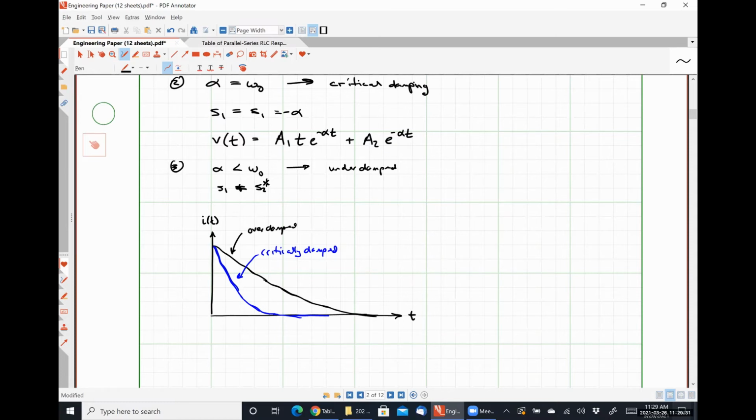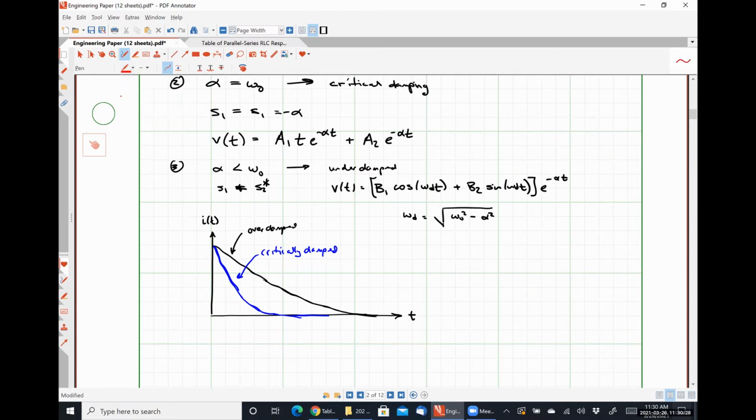Mathematically, V of t will be of the form B1 cosine omega d t plus B2 sine omega d t, and this whole thing is multiplied by e to the minus alpha t. So we have sinusoidal oscillations where omega d is defined to be the square root of omega naught squared minus alpha squared. This is what's called the natural frequency of oscillations.